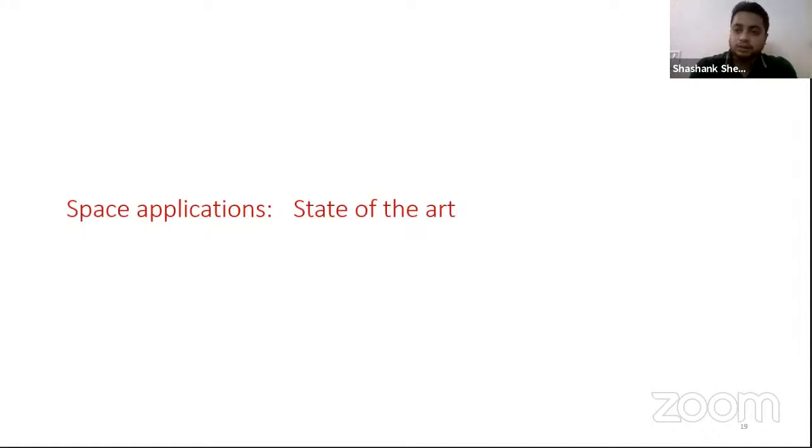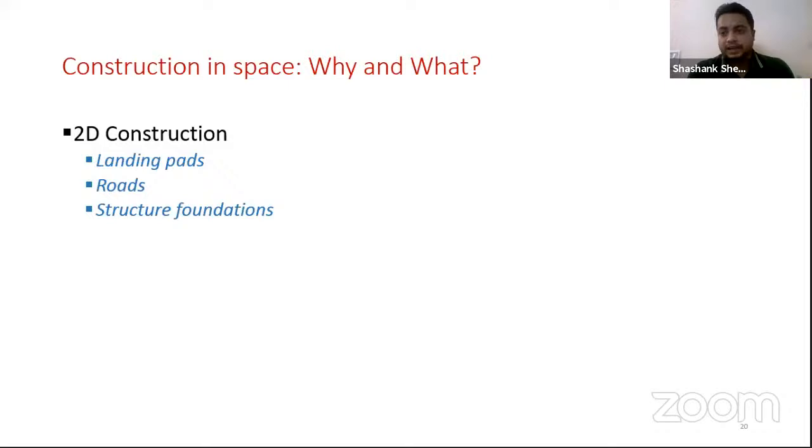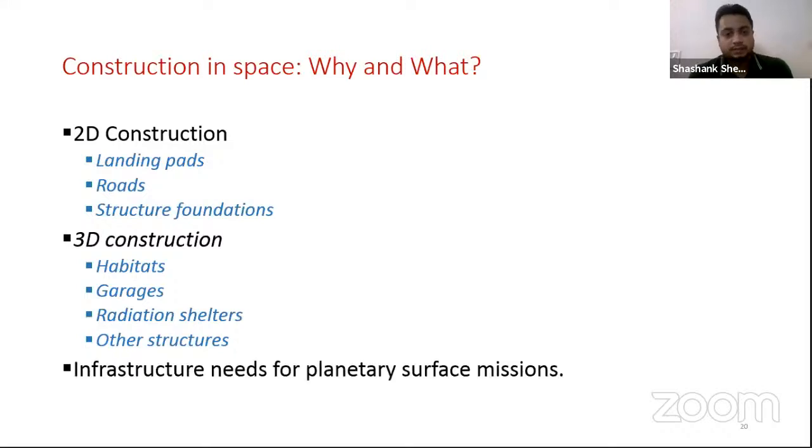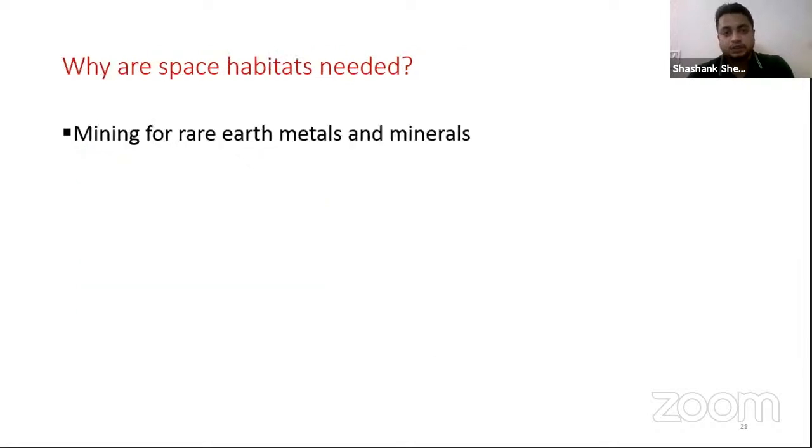So there is a lot of possibility of extending these concepts to space applications as well. People have demonstrated it at very, I would say, primitive stages so far. So why is construction in space needed at all? This could be for landing pads, roads, structural foundations. These are types of 2D construction, and then we talk about habitats, garages, radiation shelters. Those would come into 3D construction segments, and also for some infrastructure needs for the planetary space missions.